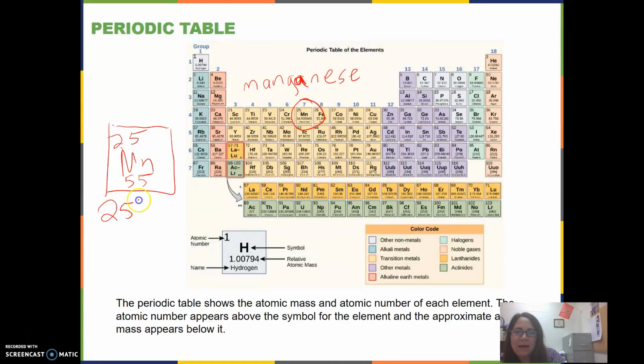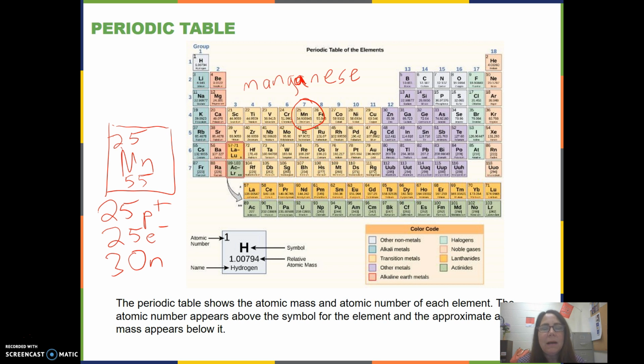So there are 25 protons. That means 25 positive charges, and therefore there would be 25 electrons, so the negative charges balance out the positive charges. And then if you subtract, take 55 away 25, you get 30. So manganese has 30 neutrons, which are neutral. And this information is available for all the elements in the periodic table.